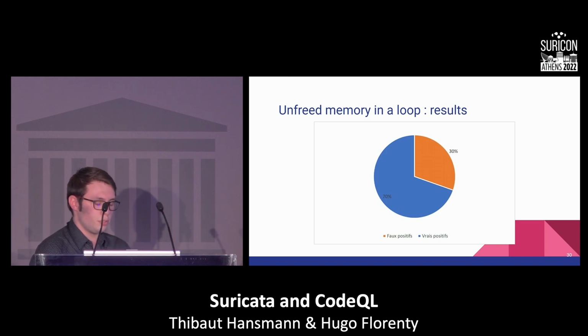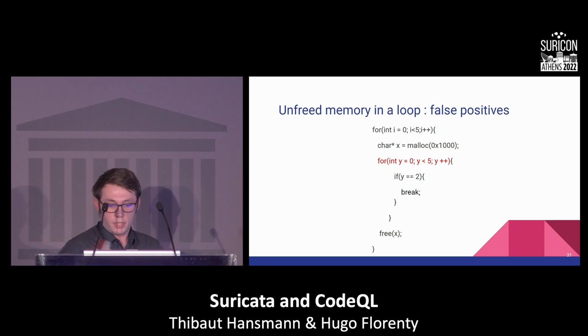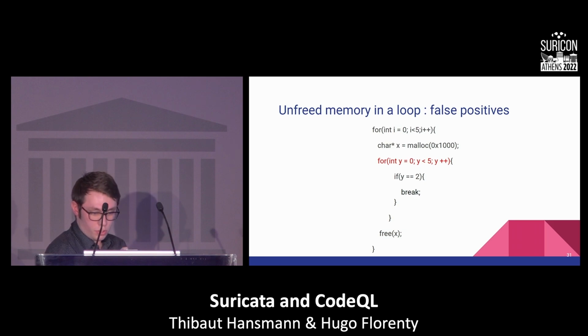600? 600 projects out of 1,800. Well, among these alerts, we got about 70% of true positives and 30% of false positives, which were usually of this form: when an array and a for are in the same implication, and you break out of the second for, the query thinks you actually skip the free, which is not the case.